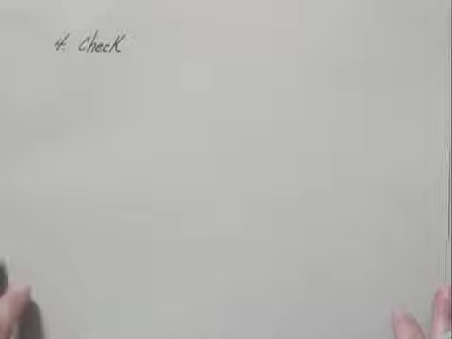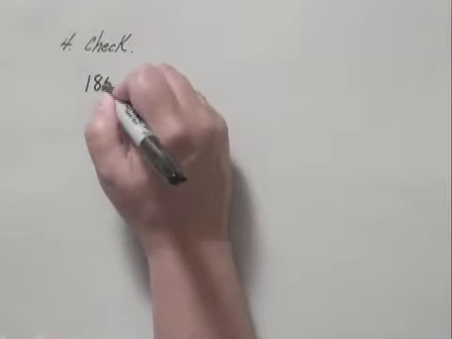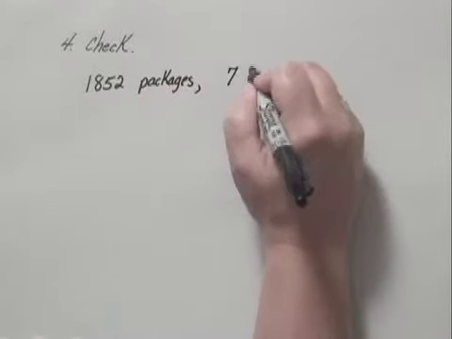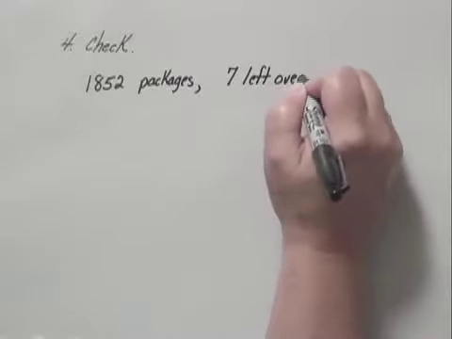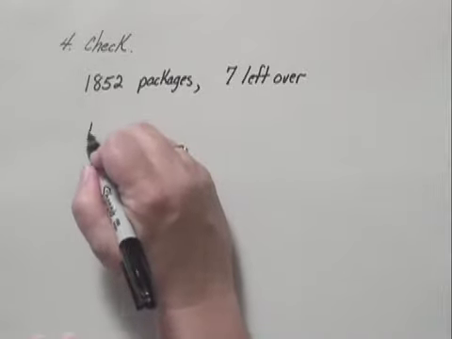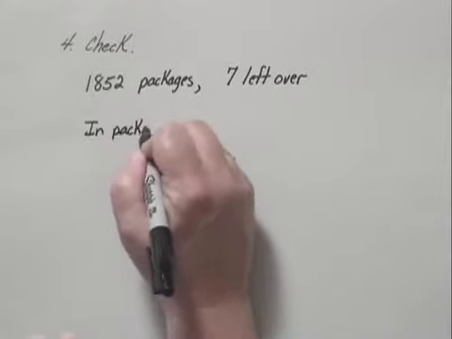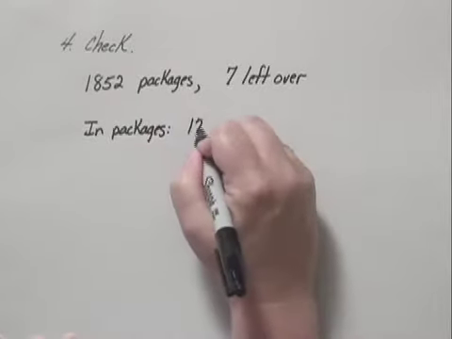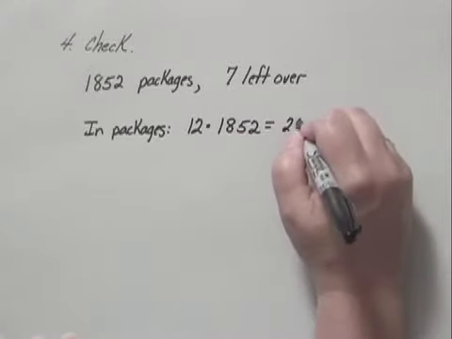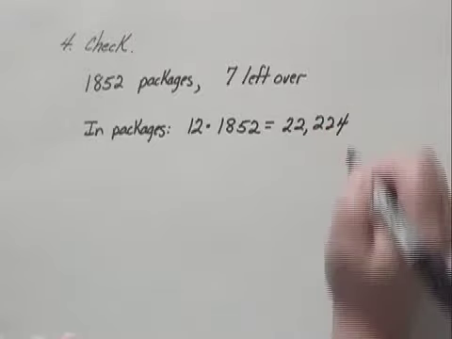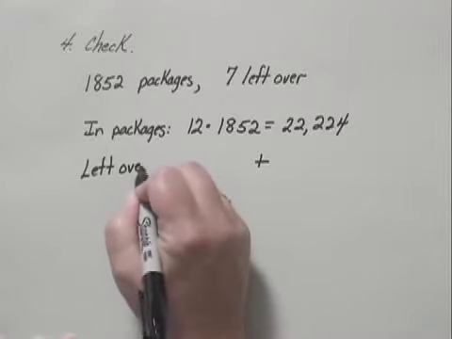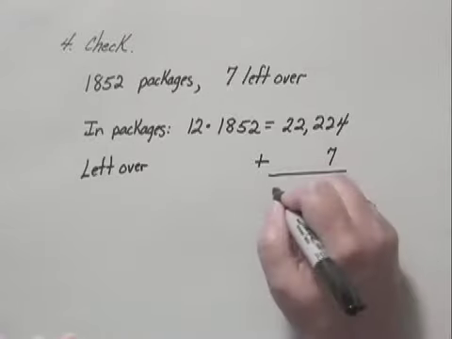Now in the fourth step, which is check, we need to think what that number actually means. Well, that would mean that we would have 1,852 packages that we could make and 7 left over. Does that check? Well, in the packages, how many cakes would there be? In the packages, we would have 12 times 1,852, which if you do the multiplication is 22,224. And if we add the number left over, which would be 7, we should have the total.